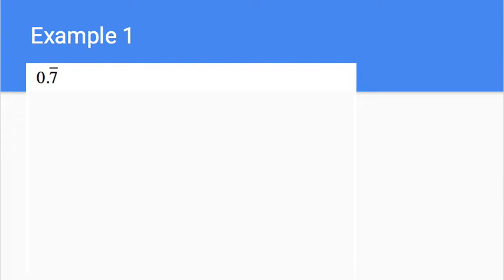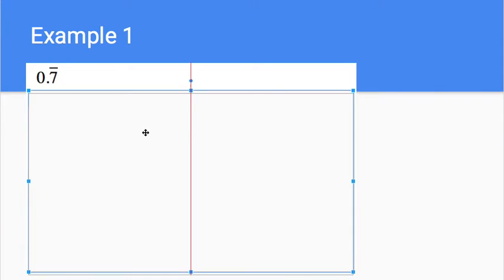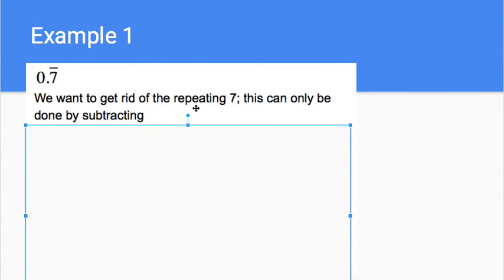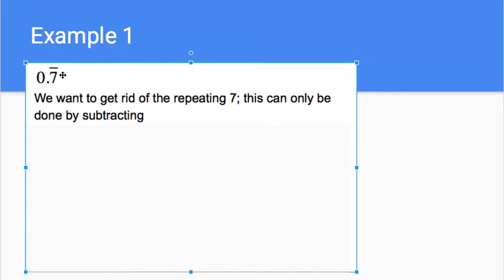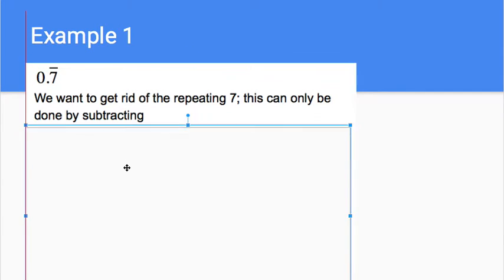So here we have 0.7 repeating. The 7 is repeating. What we want to do is get rid of this repeating 7, because to change this into fraction form, we cannot have that repeating 7. That repeating 7 doesn't end. And so we can't say, well, this ends in the tenths place. 7/10 is 0.7 by itself. I want 0.7 repeating. So we're going to have to do some subtraction.